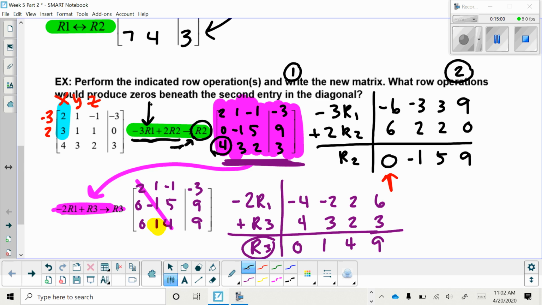So going back to the instructions for this example, step 2, what row operations would produce zeros beneath the second entry in the diagonal? Well, look at that thing I highlighted. That is beneath the second entry in the diagonal. The second entry is the -1 right here. So in order to get this in triangle form, we want a 0 right here where that 1 is. So I want you to pause the video, erase those black marks so you can see everything.